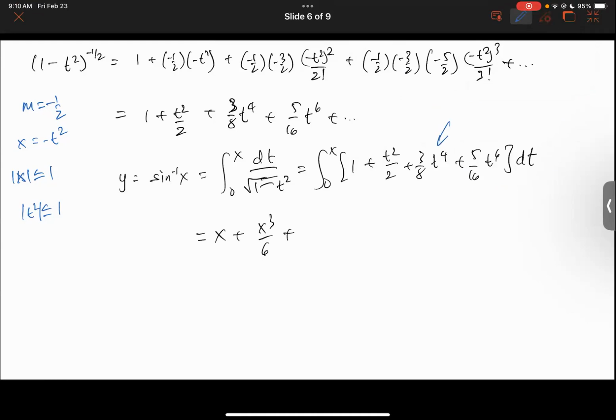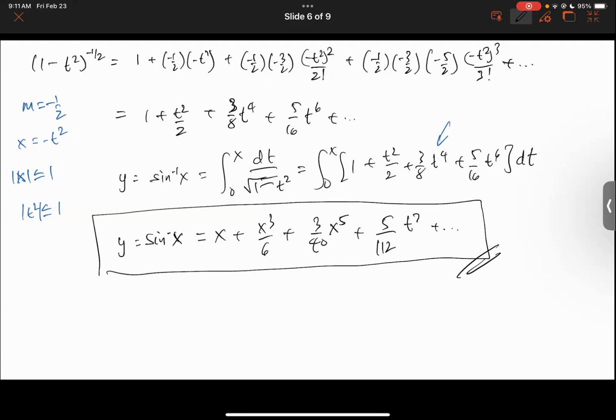So 3 over 40, t to the fifth, evaluated from 0 to x, so that's 3 over 40, x to the fifth. And then the fourth term is t to the 7 over 7. So 5 over 16 times 7. Anong 16 times 7? 112. Then t to the 7, and so on and so forth. So y is equal to sine inverse of x, and now we have derived the series expansion of sine inverse of x. And we did that by using yung binomial series or binomial expansion.